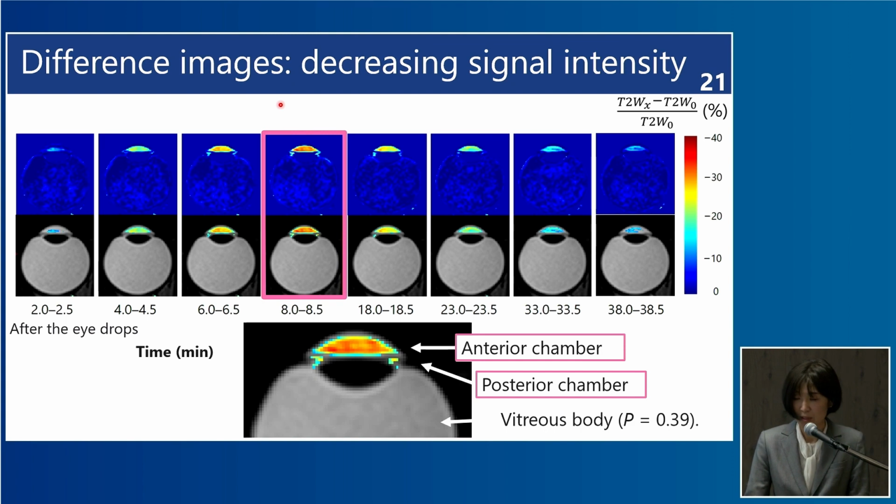In difference images, a decrease in signal intensity after the eye drops was observed in anterior and posterior chambers, but not in the vitreous body. In both chambers, the most signal decrease was observed at 8 to 8.5 minutes after the eye drops.